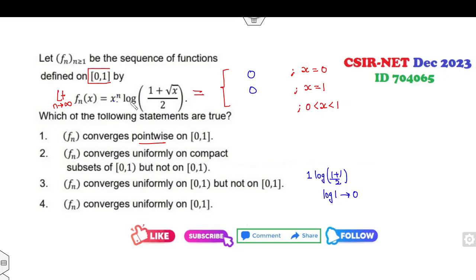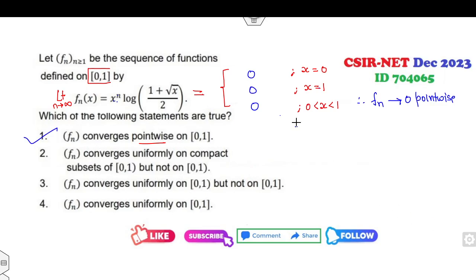If x lies between 0 and 1, then the first quantity will go to 0. So the limit is 0. Fine. So what does it mean? That means fn converges to 0 pointwise, because the limit exists in all the cases. Once the limit exists, it is pointwise. The first option is the correct option.